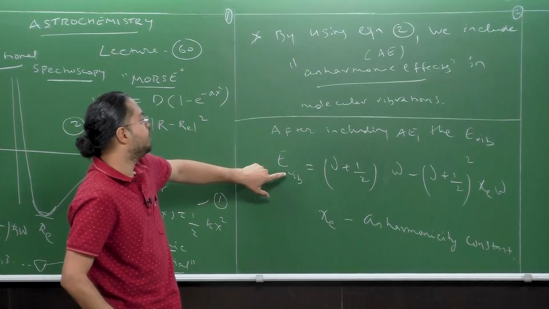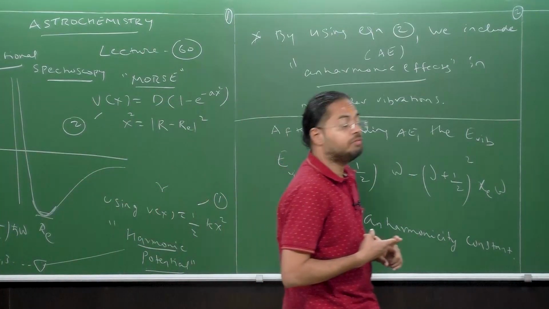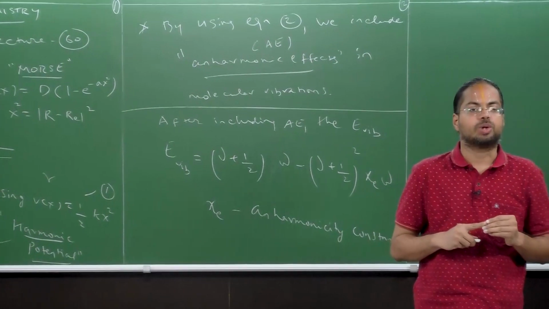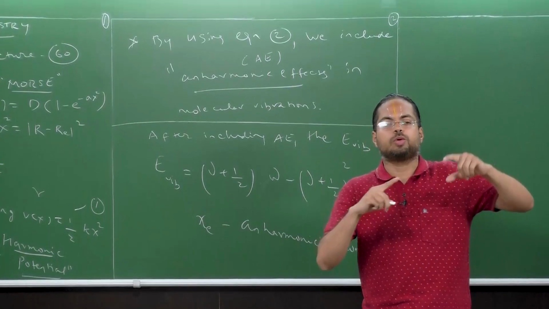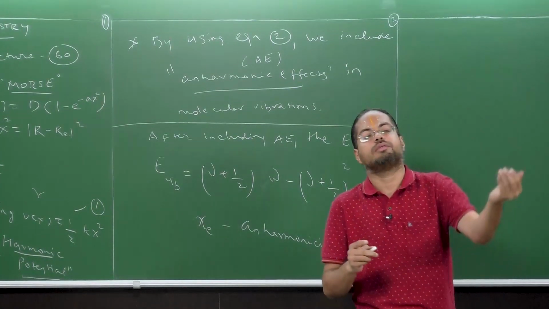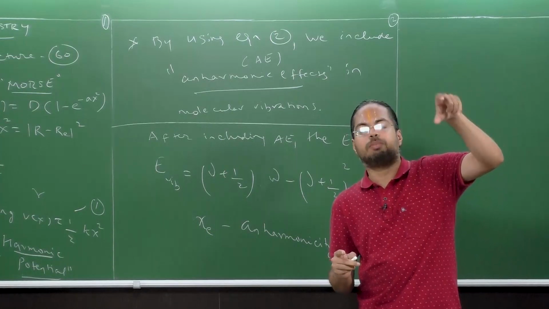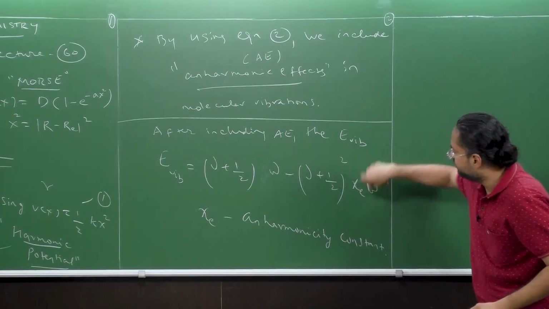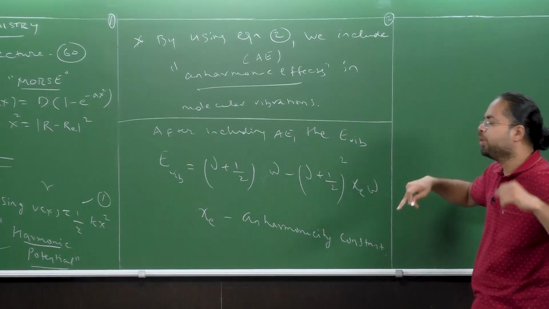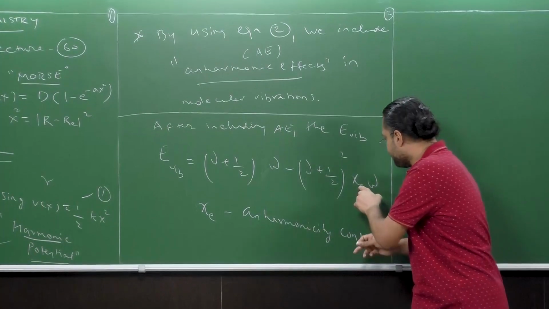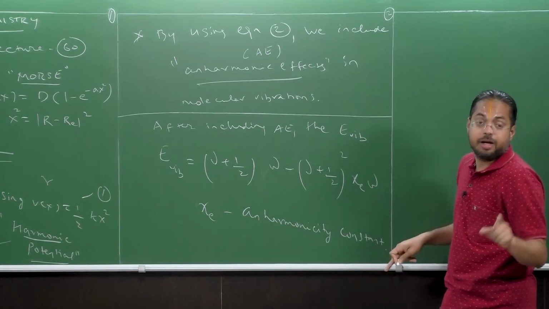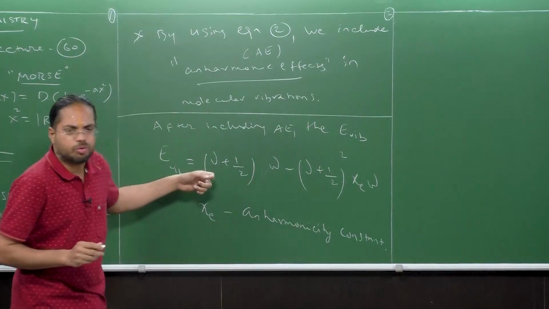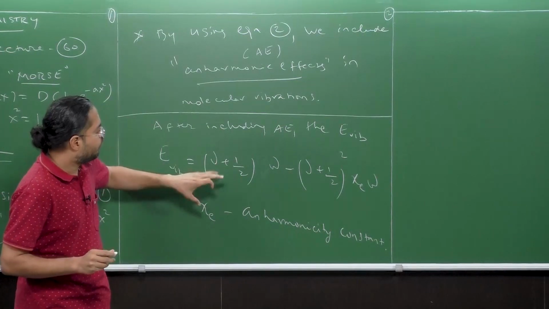Now what have we done? We've simply included one more term. Recall that even in the case of rotational motion, because molecules are not perfectly rigid rotors, we had to include a correction factor. We had B times J into J plus 1 minus some term. So very much akin to that, we are adding this term right here. The only point to note is that your xe is a constant. It is unitless, because your nu is a vibrational quantum number, so this is unitless.